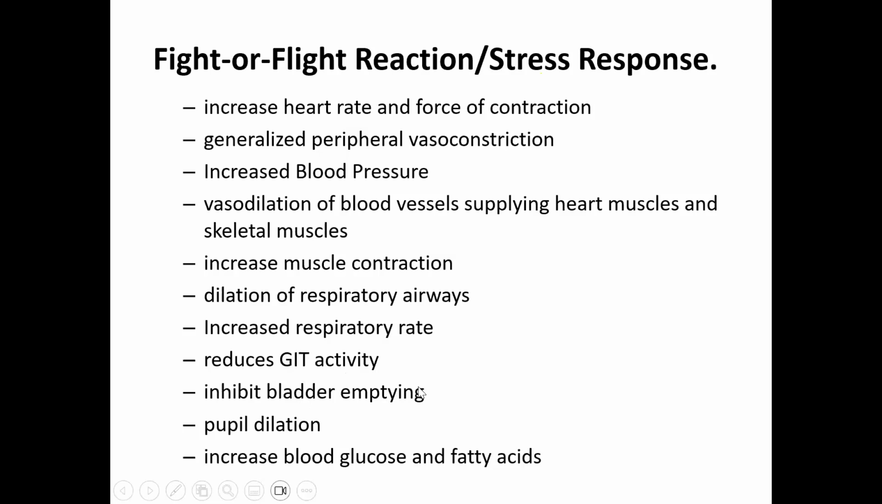The urinary bladder emptying will be inhibited because you are in a stressful situation and you cannot afford going to the washroom to pass urine. So your urinary bladder is inhibited.